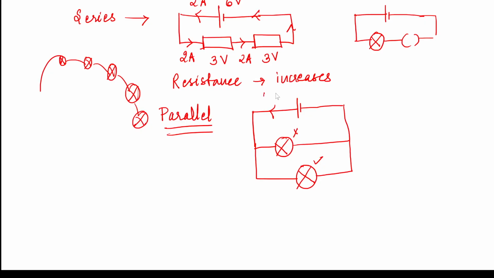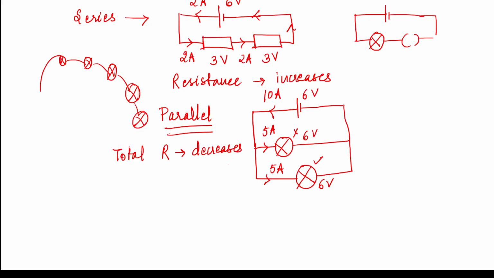Let's say I have 10 amp current here coming from a 6-volt battery. Then 5 amp goes in this bulb and 5 amp goes in this bulb, if they're identical bulbs. And the potential difference, this one also gets 6 volts and this one also gets 6 volts. And total resistance is always decreased.